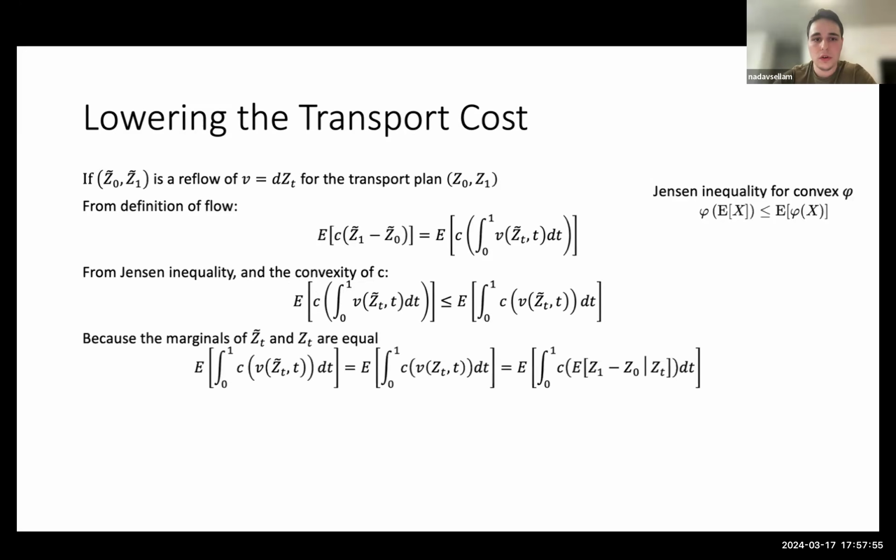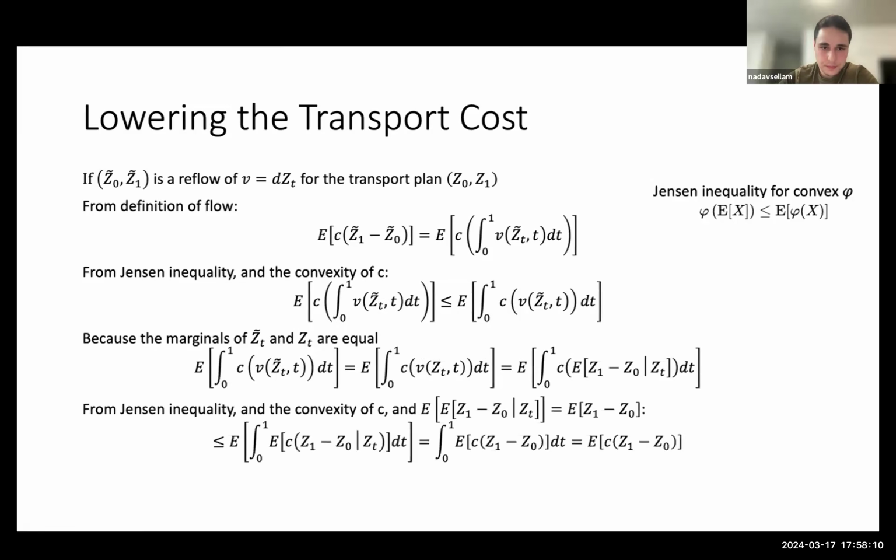Now, what we showed before is that the marginals of ZT and Z tilde T are equal. So we can replace Z tilde T with ZT. And then we can open up the definition of the vector field to be the conditional expectation that we showed before. Then again, from Jensen's inequality and the convexity of C, we can insert C into the expectation. And then using the smoothing property of the expectation, we can remove the conditional expectation to be just a regular expectation over Z1 minus Z0.